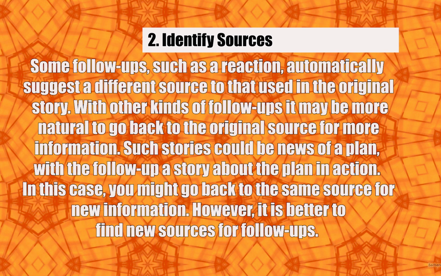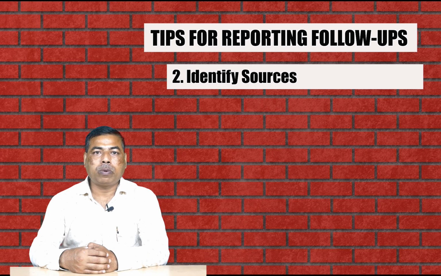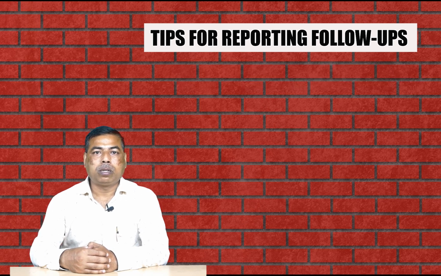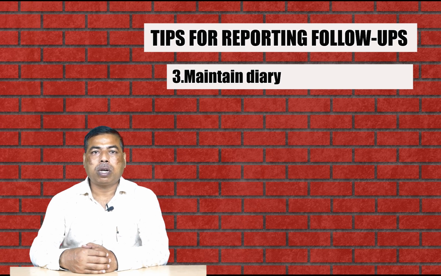However, it is better to find new sources for follow-ups. They not only add variety, but they also add a different view, even though your new source may only be another spokesperson from the same department. Number 3. Maintain a diary. A journalist without a diary is totally at the mercy of events. The diary allows you to plan ahead and keep track of current events and controversies.